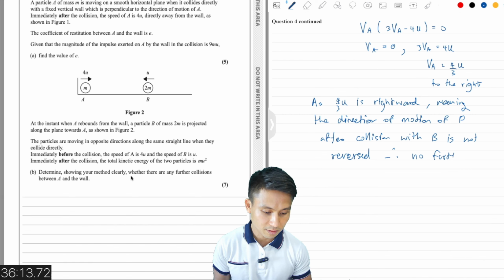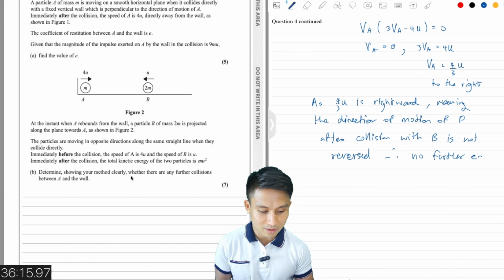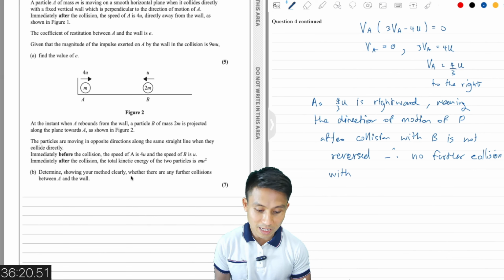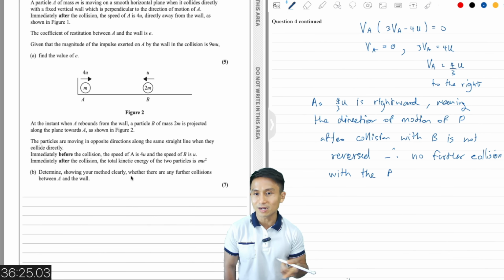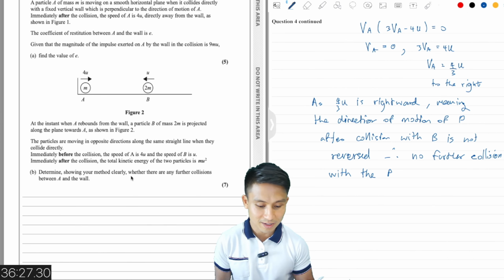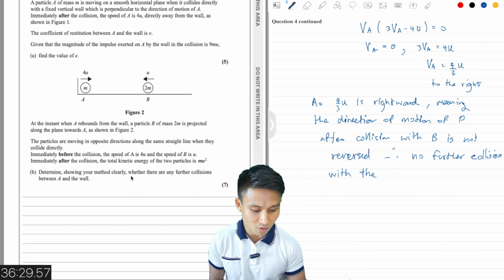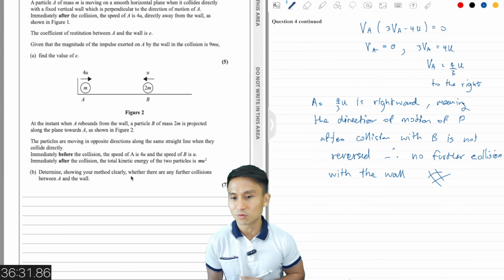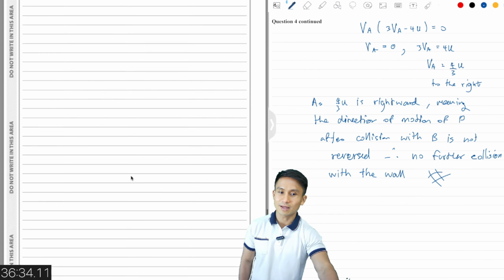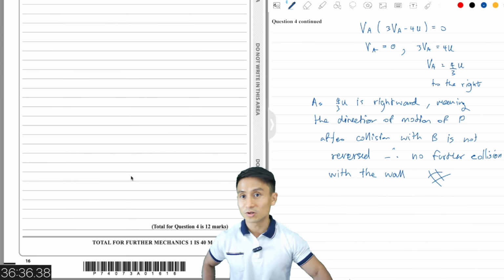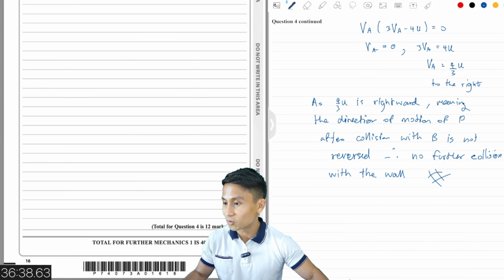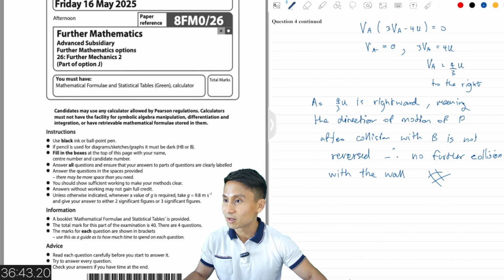That's it. It can't go back to the wall now because it's going to the right, and it can't catch up with B anyway, because the speed of B, if you try to find it, will be even faster than A, with the P. That will be the reasoning there. Okay, I think I'm done with that. Let's move on to the next paper. Actually, we have more time than that, but okay, there we go.